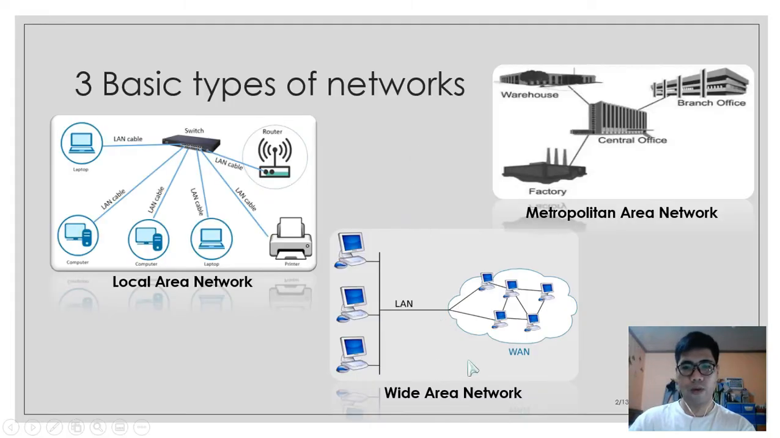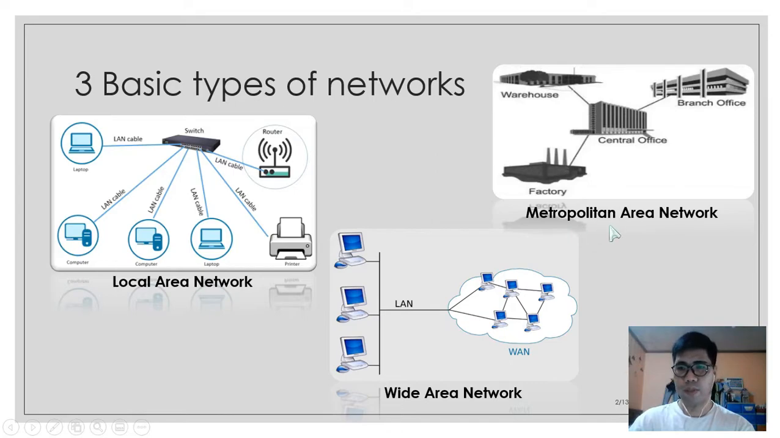Next, we have the wide area network, or WAN, which uses two or more LANs in a large geographic area. And we can see over here that the LAN connections are also connected with other LAN connections, or the wide area network, all over the world.